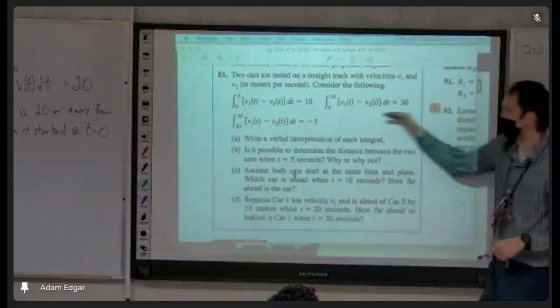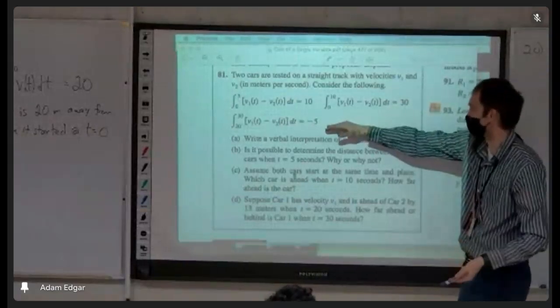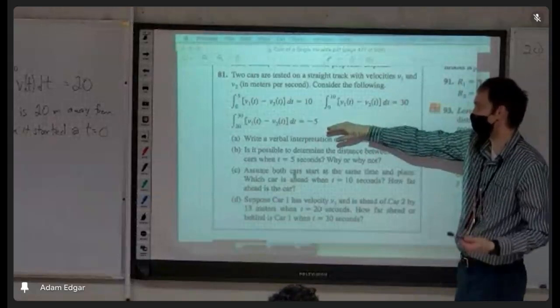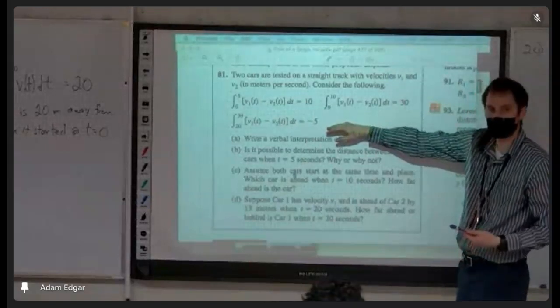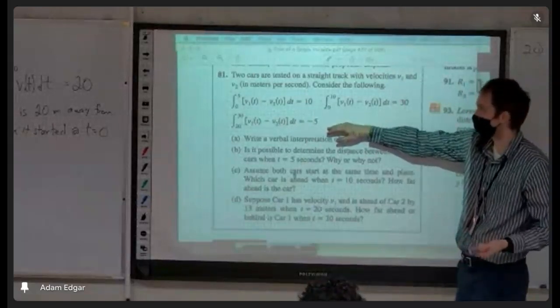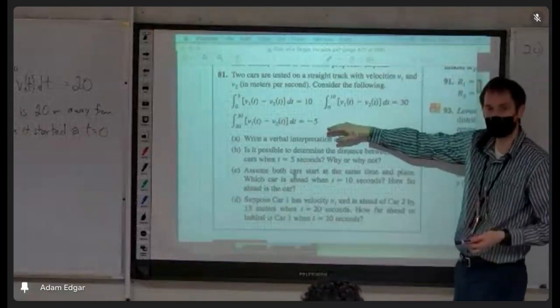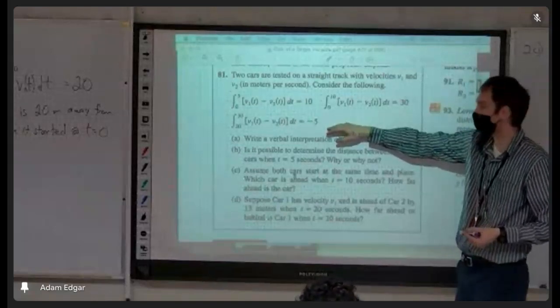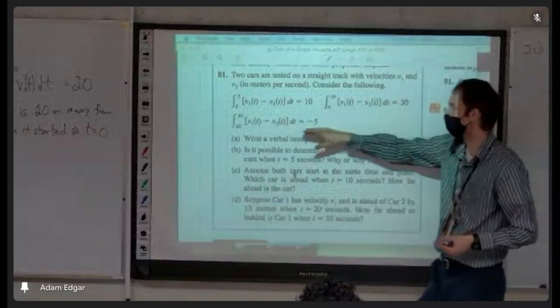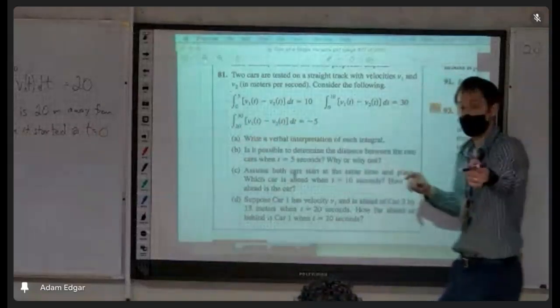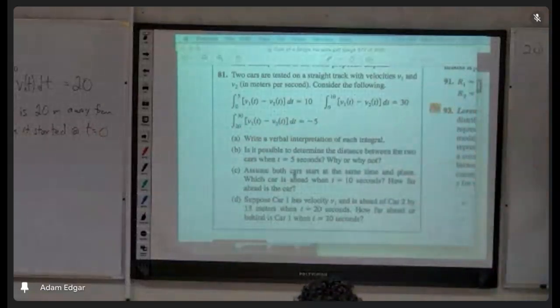For this one, where you have a negative result for the integral, what does that mean? They passed each other. What else? They didn't move backwards necessarily. Yeah.